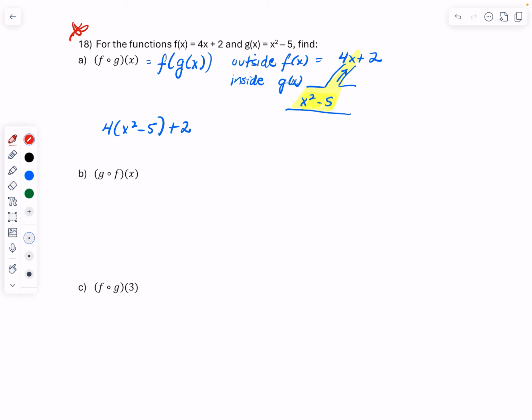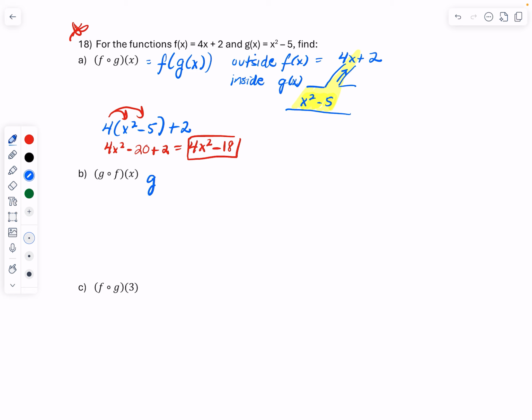Now I'm going to distribute the 4. So this becomes 4x squared, and 4 times negative 5 is negative 20, plus 2. So this becomes 4x squared minus 18. Okay, let's look at the next one, g of f at x.